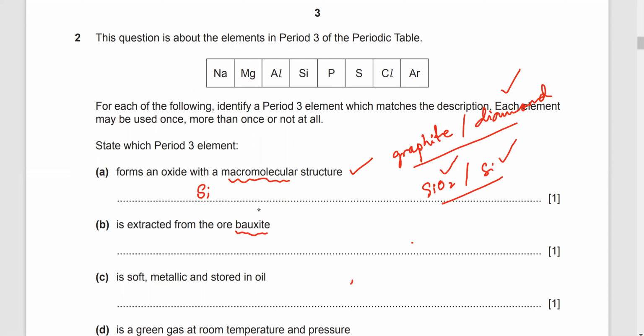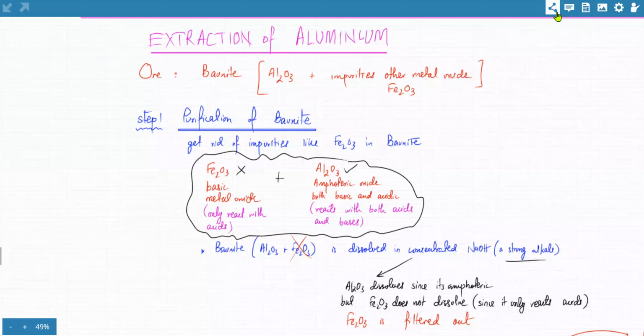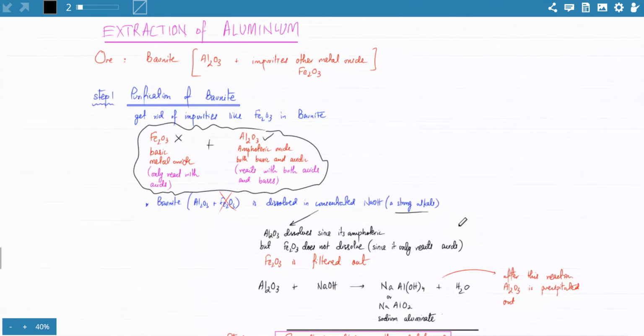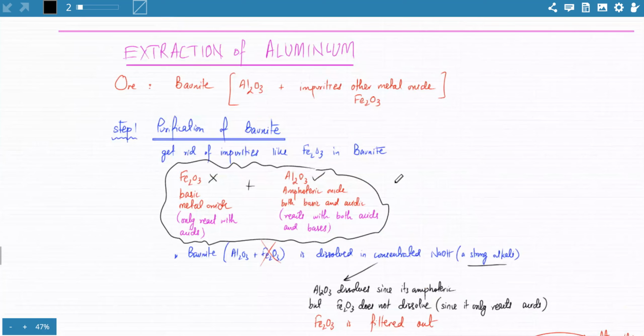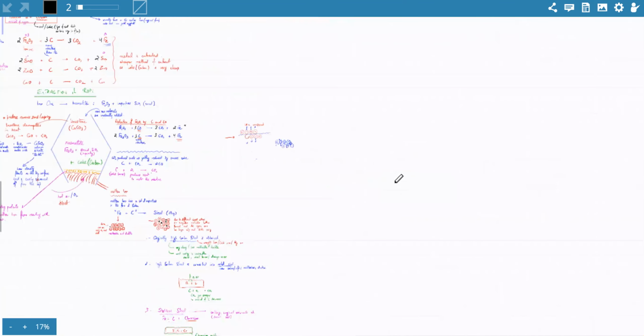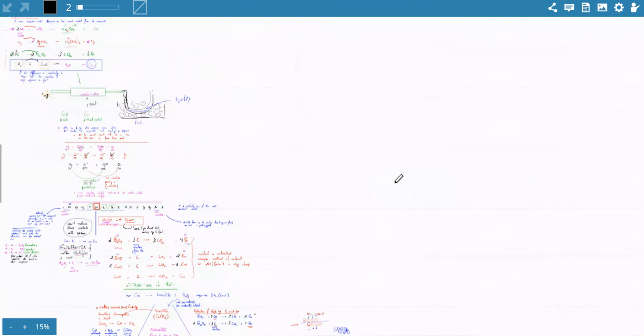Don't forget this, it has to be remembered, it's very, very important. Let's go: extraction of aluminium. Bauxite, you're extracting aluminium. You have to remember each and every step. This is very, very important. The first step was that bauxite. We're going to go over extraction, all of it, quickly.